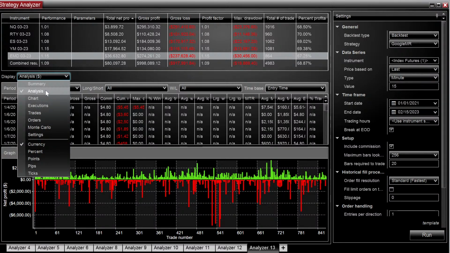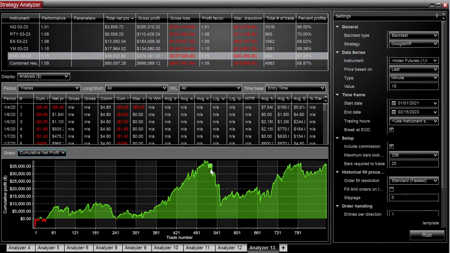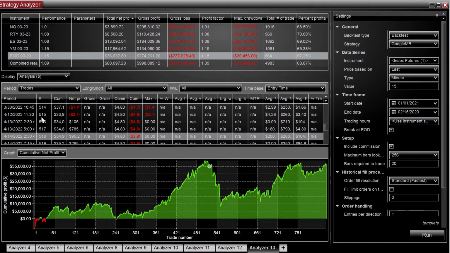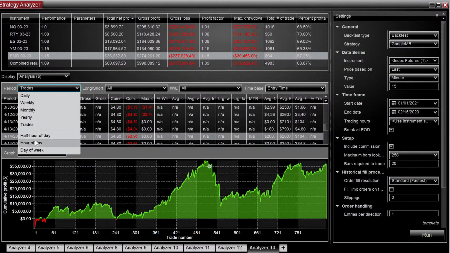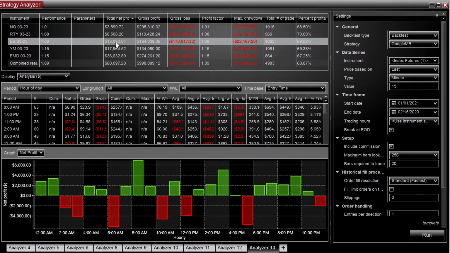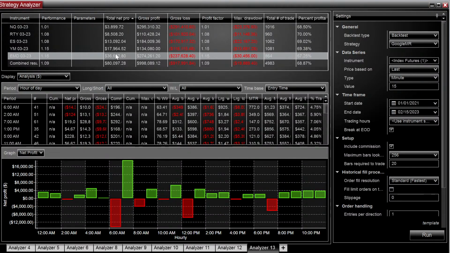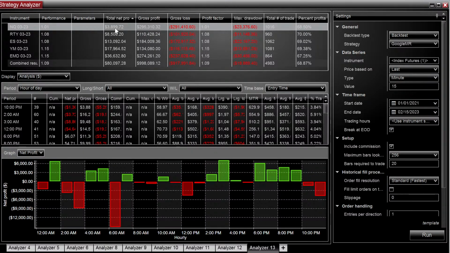Let me check out where it is at. Cumulative. See when that took place. 4/14/22. Looks like 6 a.m. is just the worst hour for most of these indexes.